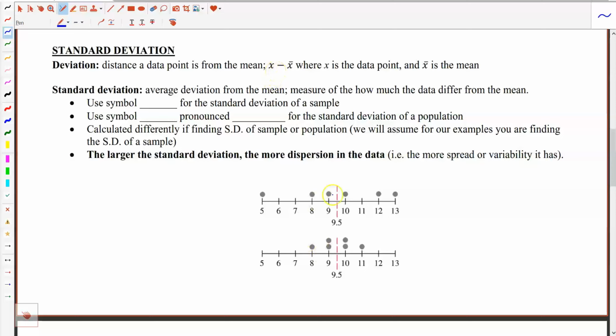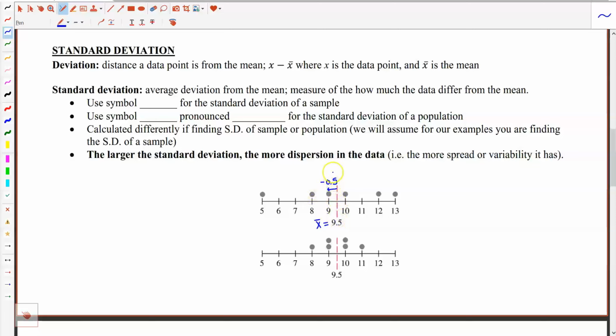So if we come to this example down here, we initially talked about 9.5 being your mean. Then the data value of 9 would be half a distance from the mean, but because it's to the left, it's going to be considered negative. So it's your data value minus your mean. So 9 minus 9.5 is negative 0.5.